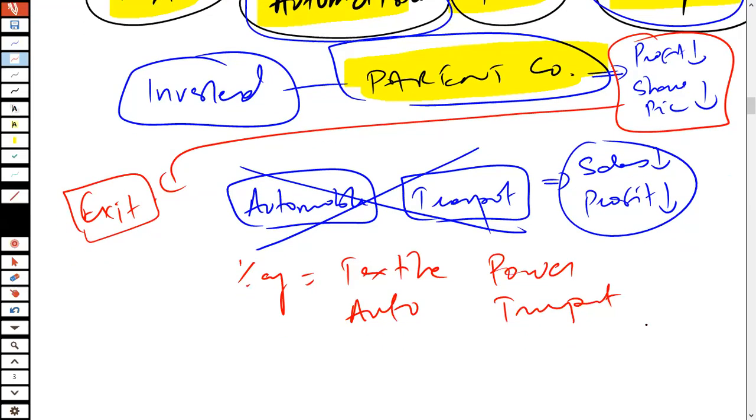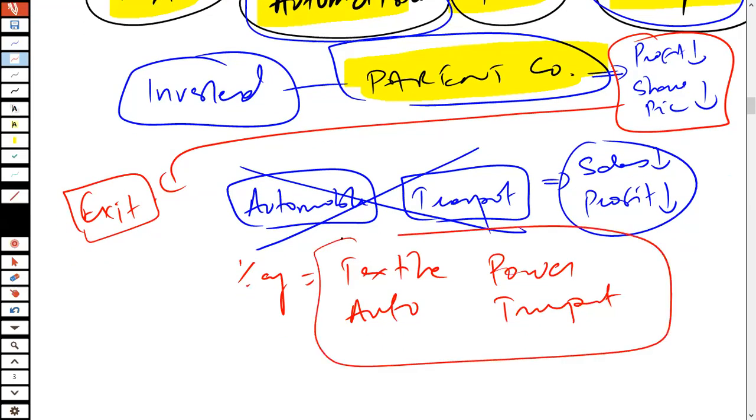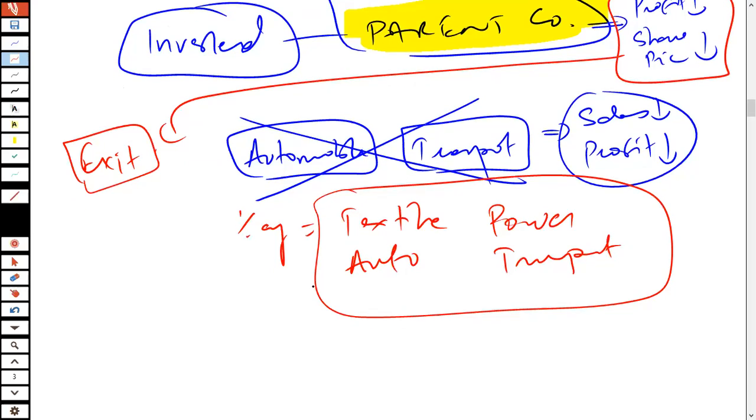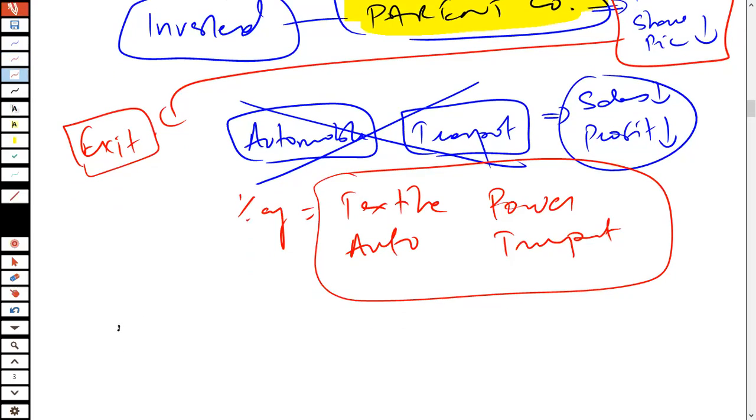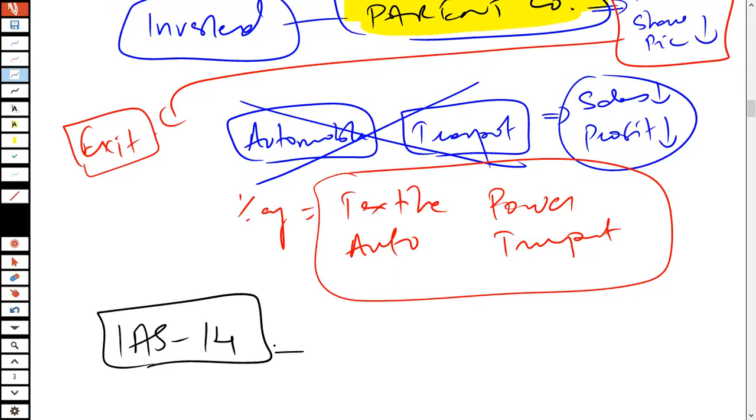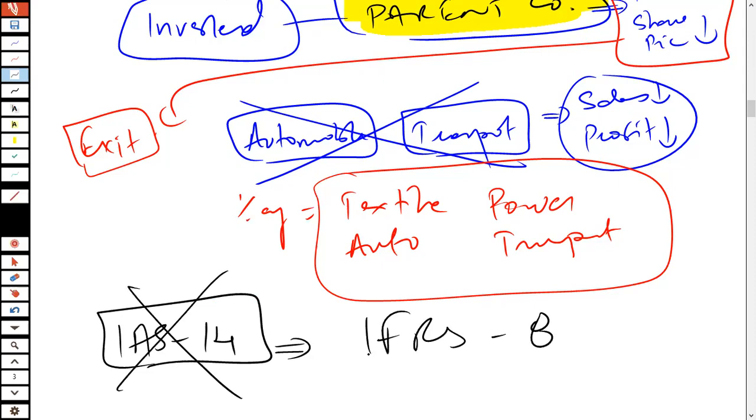So in order to overcome this specific issue, this specific problem, the accounting standard named IAS 14 segment reporting was introduced, which was later on replaced with IFRS 8. And the name of this IFRS 8 was operating segments.